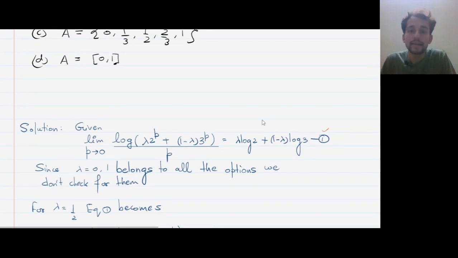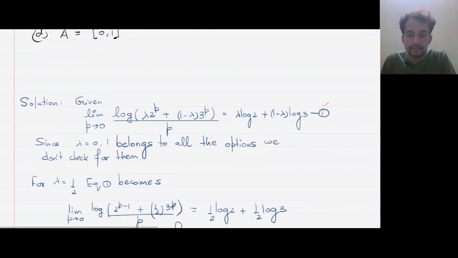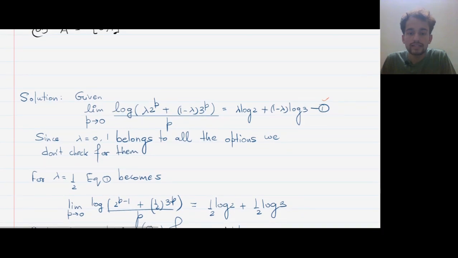I am now considering whether lambda equals 1/2 satisfies equation 1 or not. It's quite easy to check. I have to check the left hand side as well as the right hand side. First I consider the left hand side of equation number 1, and I replace lambda by 1/2 everywhere, as well as in the right hand side expression, and I have to check whether these two are equal or not. If I replace lambda equals 1/2 in the right hand side, it will be 1/2 log 2 plus 1/2, that is 1 minus 1/2, log 3.